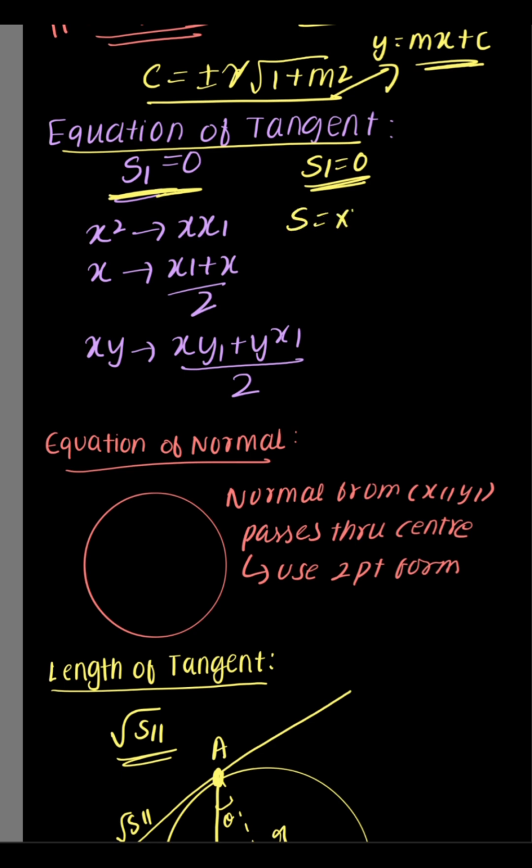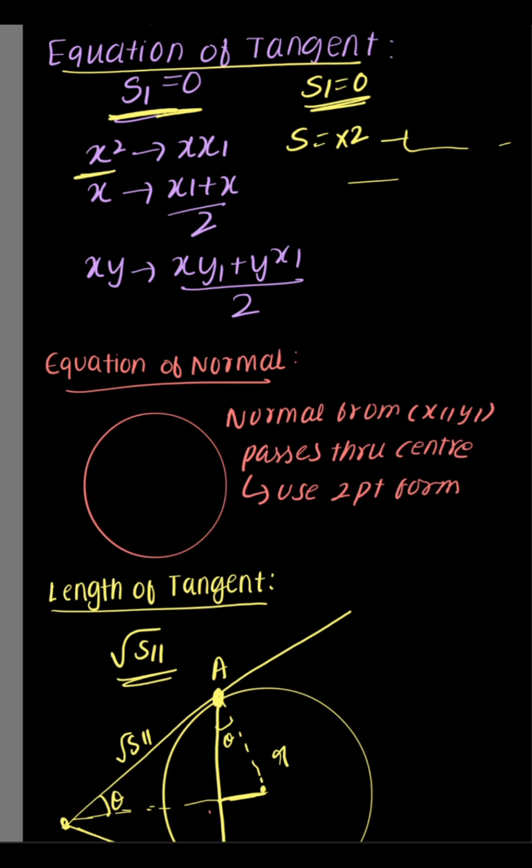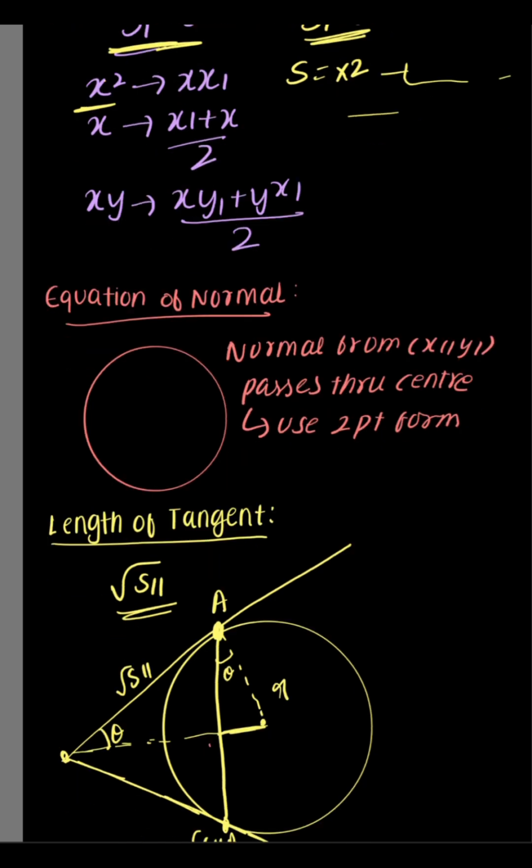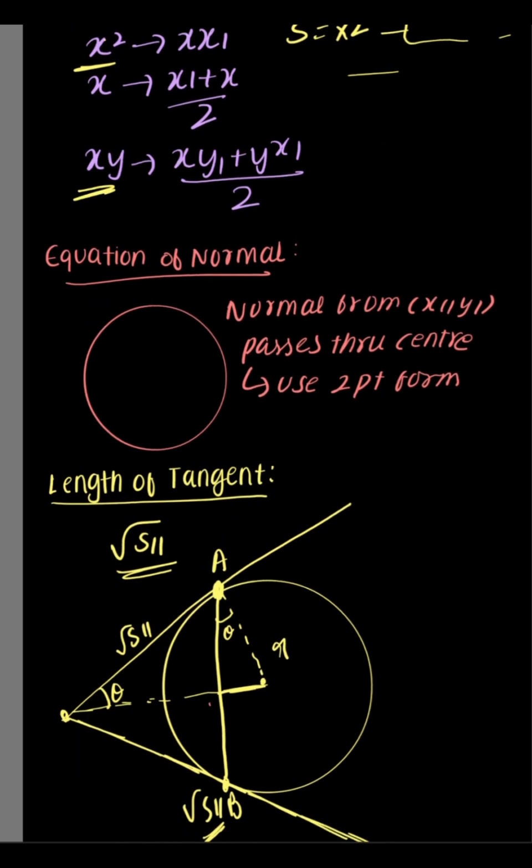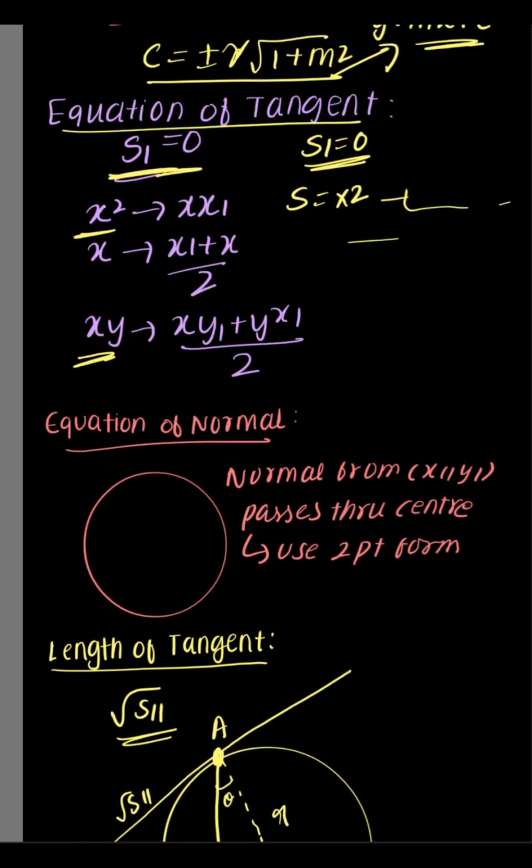I already told you what S is, which is basically the curve equation. When you see x², you replace it with x·x1. x will be replaced with (x + x1)/2. If you see xy, you replace it with (xy1 + yx1)/2. This is to convert an equation from S to S1. S1 = 0 is going to be the tangent equation at the point (x1, y1).